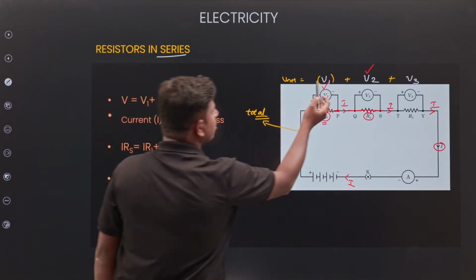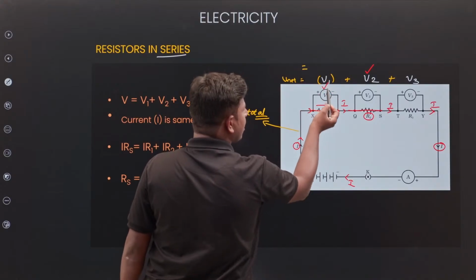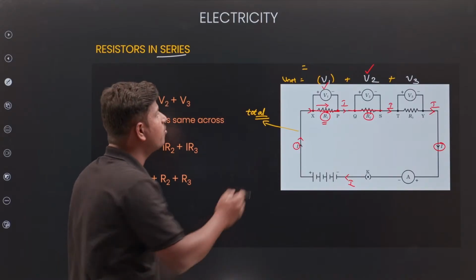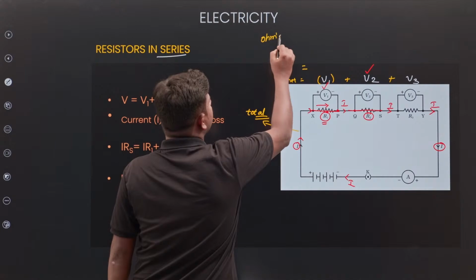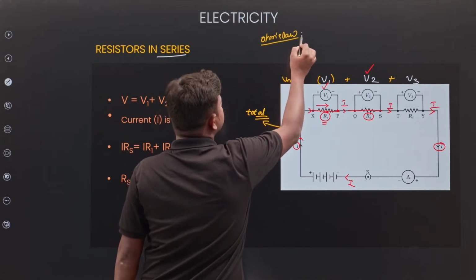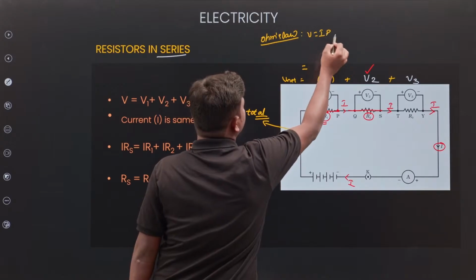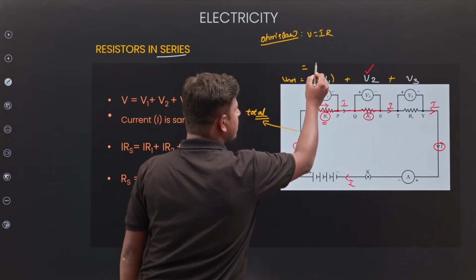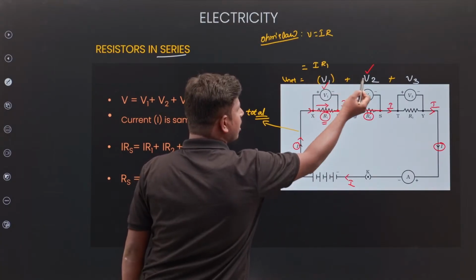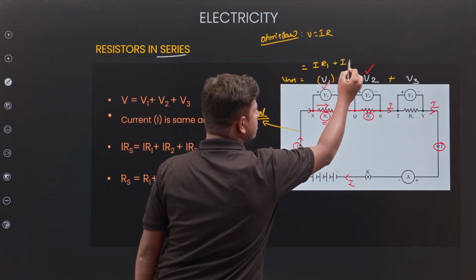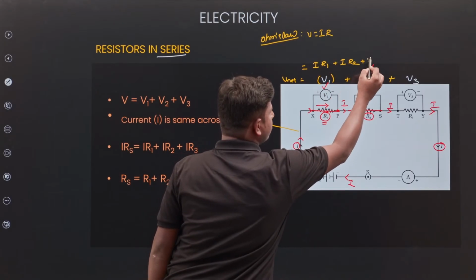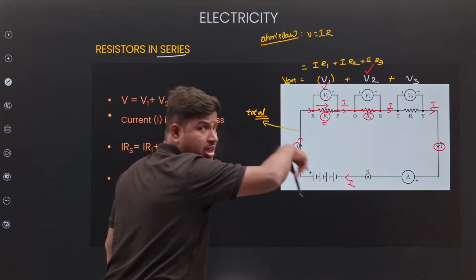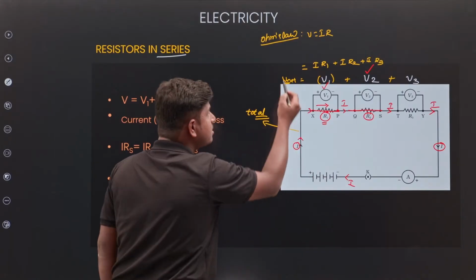So what is V1? From Ohm's law we take V is equal to IR. From Ohm's law, what is the relation between these three? V is equal to IR. At R1, what is the potential? V1. V1 means current is I only, resistor R1. At V2, current is the same only, resistor R2. At V3, current is the same only, resistor is R3. And the total net current throughout the circuit, what is it? I only.